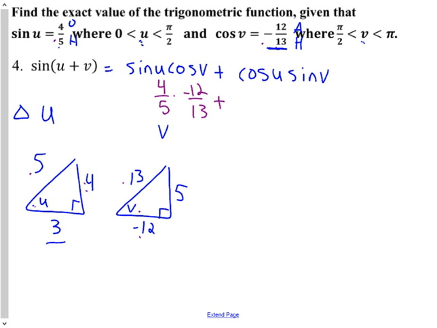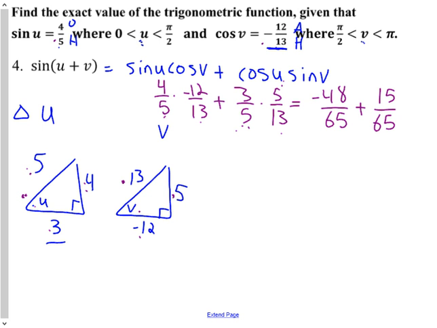Plus cosine of u. So now I'm doing cosine of this triangle here. Adjacent 3, hypotenuse 5, times sine v. That is going to be opposite is 5, hypotenuse is 13. Now we've got 5, 13, 5, and 13. Do not cancel these 5s here because we'll need them. So we get negative 48/65 on the left. 3 times 5 is 15 on the right. And then add them together and we get negative 33/65.